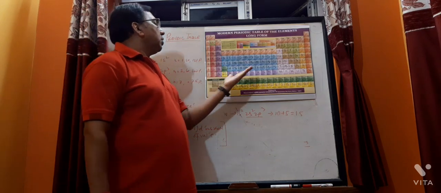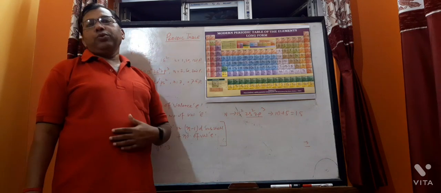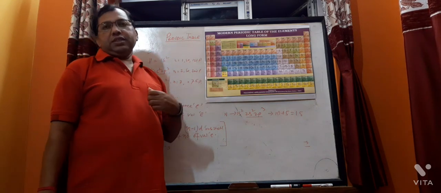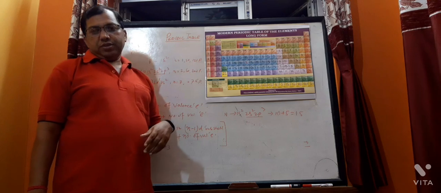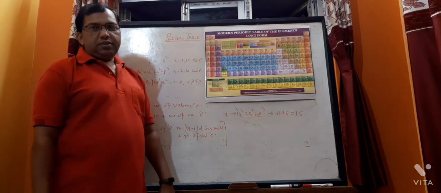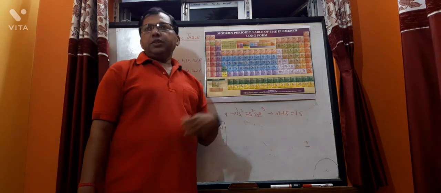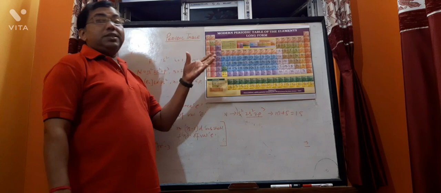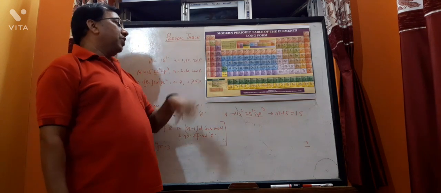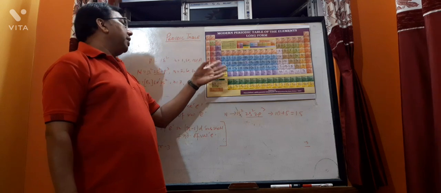Suppose you are asked platinum, in which period and which group? With so many elements, how will you remember? It is not possible. So from the electronic configurations, we can easily remember the position of the element in a periodic table. But it is not easy for a particular student to remember where a particular element is present.